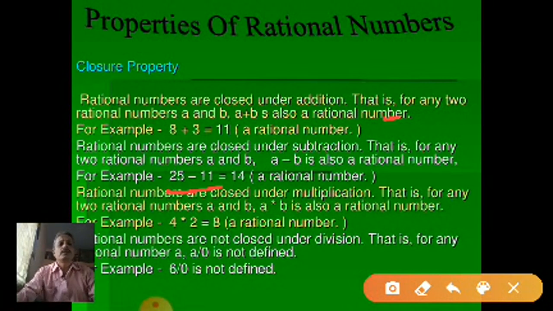Rational numbers are closed under multiplication also. Whenever you multiply two numbers, you will get a rational number. Suppose here 4 into 2. This is our rational number. Rational numbers are closed under division also? Yes, but for any rational number, a upon 0 is not defined. That's why we can say rational numbers are not closed under division. So be careful regarding this one. Rational numbers are not closed under division. Okay? Yes, very good.